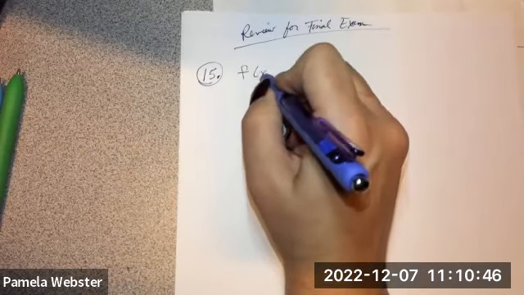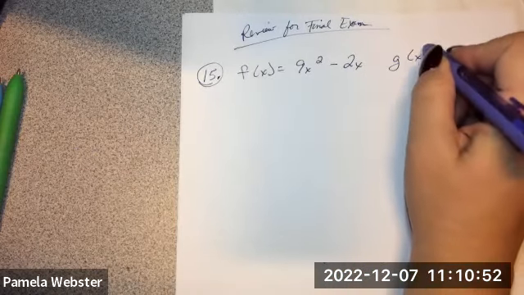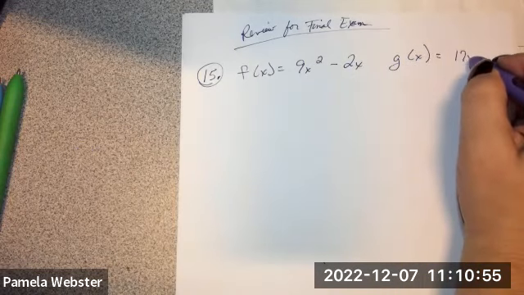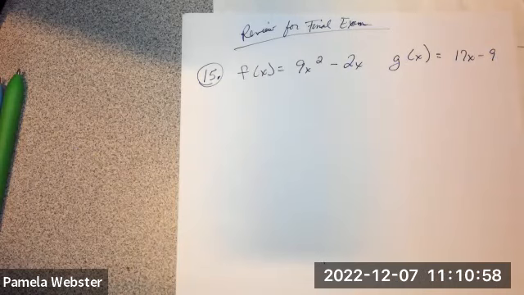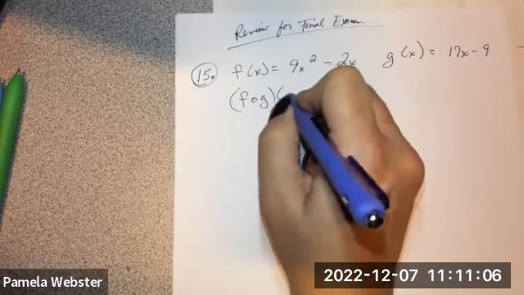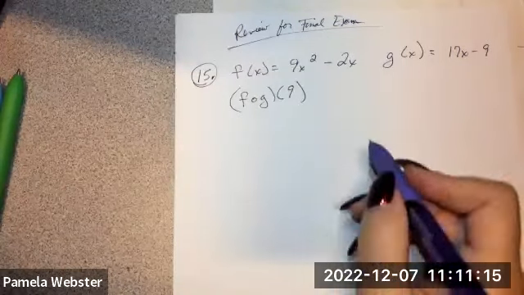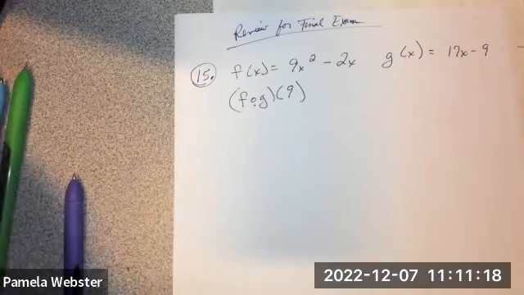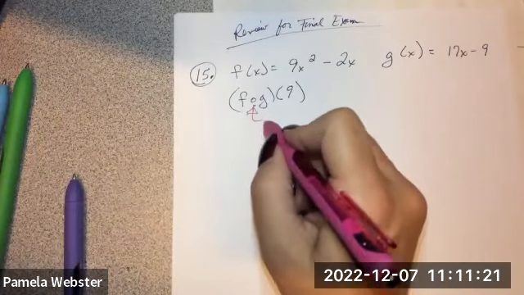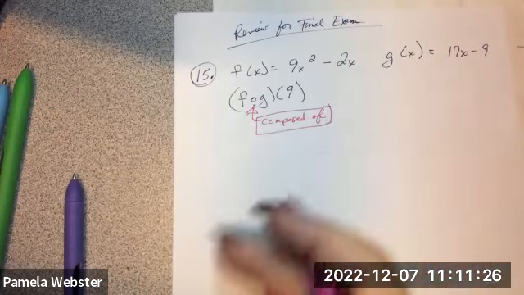So number 15 says f of x equals 9x squared minus 2x, and g of x equals 17x minus 9. Okay, so I've got those two functions right there, and we want to do f of g of 9. If you'll remember, this composition, this little sign right here, means composed of. What it means is whatever I see there, I'm going to plug in.